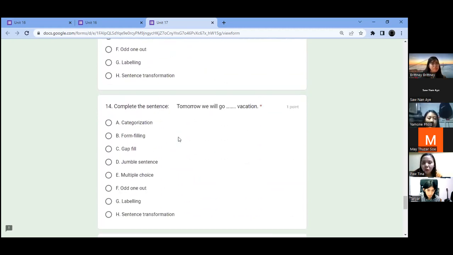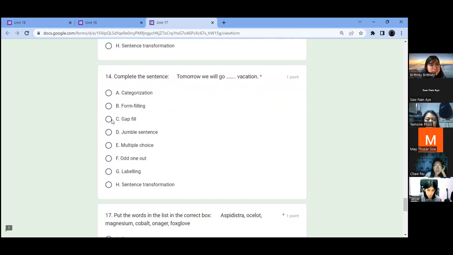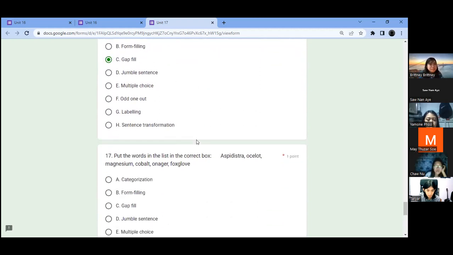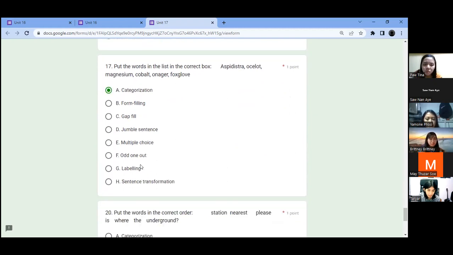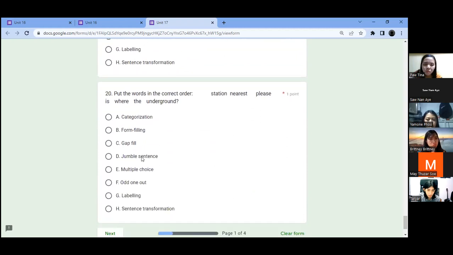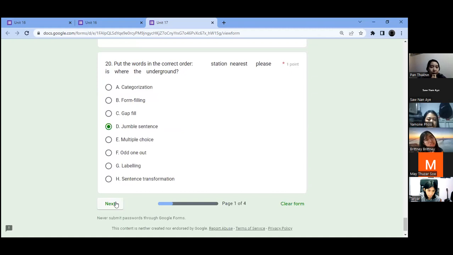Complete the sentence: gap fill. Put the words in the list in the correct box: categorizing. In the correct order: this is jumbled sentence.